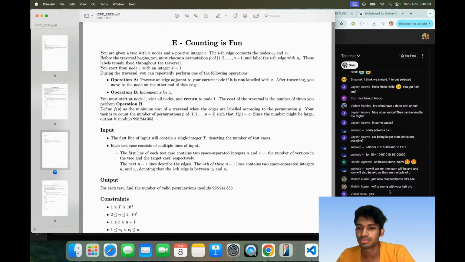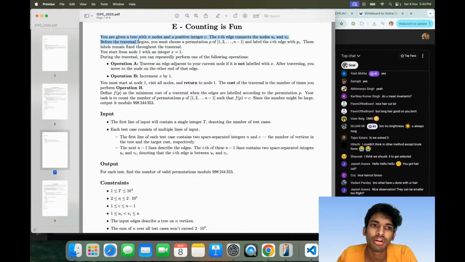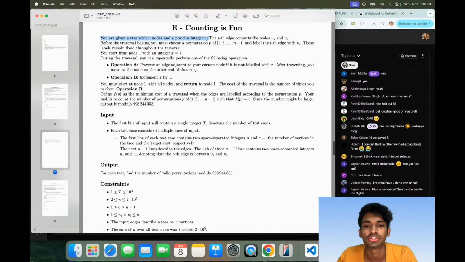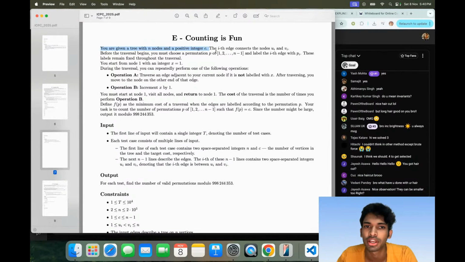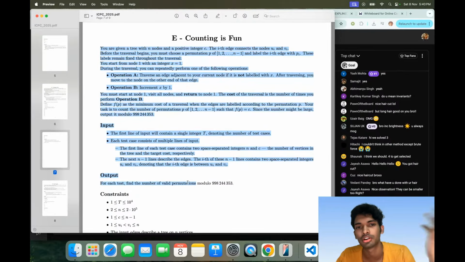Yeah, that's what I have done. It's correct. So yeah, E. You're given a tree with n nodes and a positive integer c. So we should not get scared of tree. We should not get scared of any problem. We have to read the problem because that's what helps us solve the problem. So you should not get scared of problem at all.